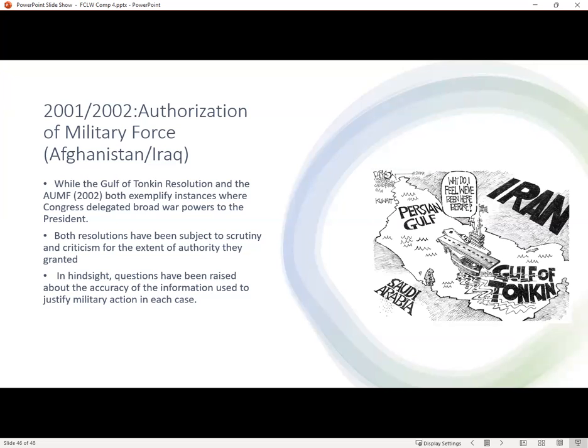So here we're not really looking at, is this right or wrong? It's the expansion of the power of the presidency. And should he have that power? Should Congress have declared war? Should Congress have given him, the president, all that power? Will it lead to tyranny?